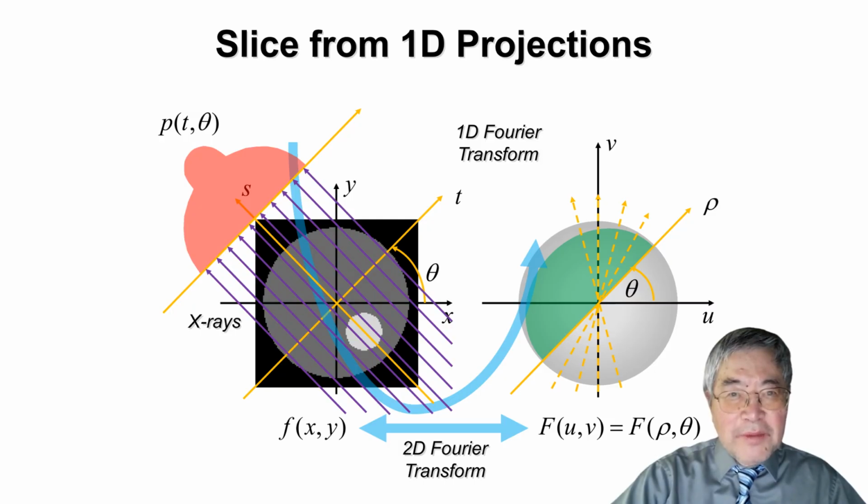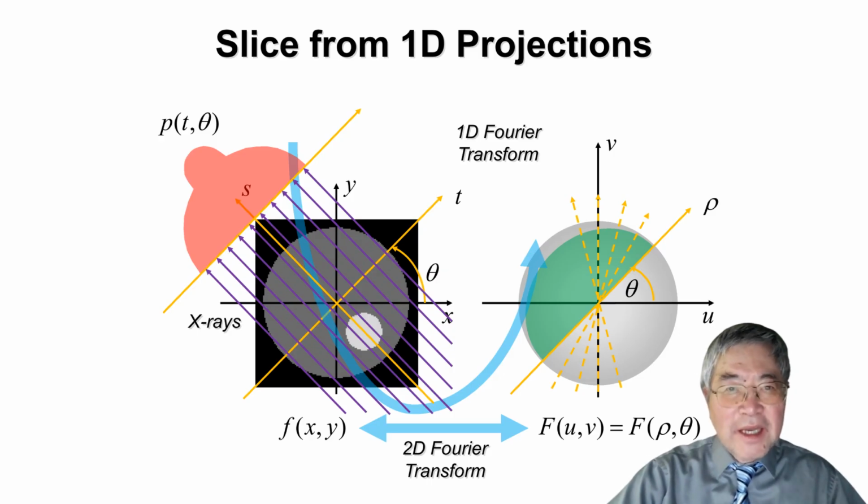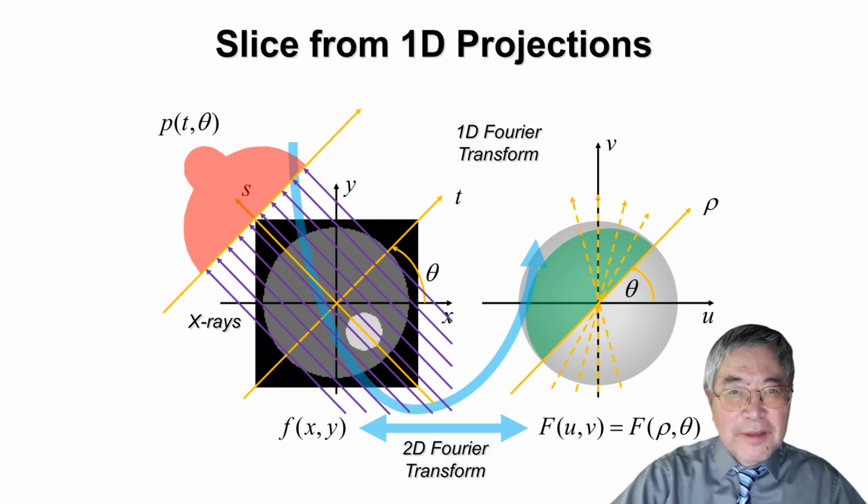Now the magic happens when we flip the process around. Given this collected projection dataset, our goal is to reconstruct the original 2D image f(x, y). This is the inverse process, and here's where things get interesting. By performing the 1D Fourier transform of each and every one of the 1D projections, we move into the Fourier domain.